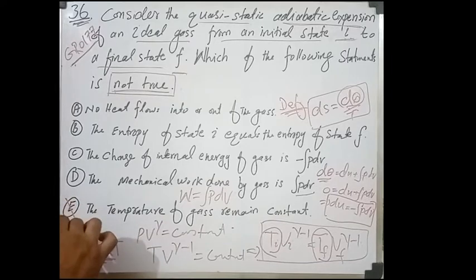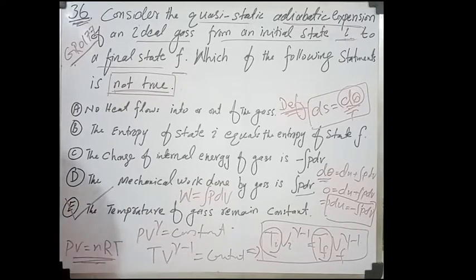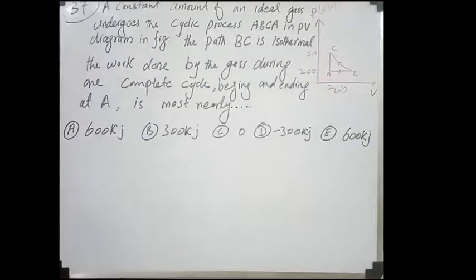In this option, the temperature of the system does not remain constant, so this option is not true out of the 5. Next problem is 37.